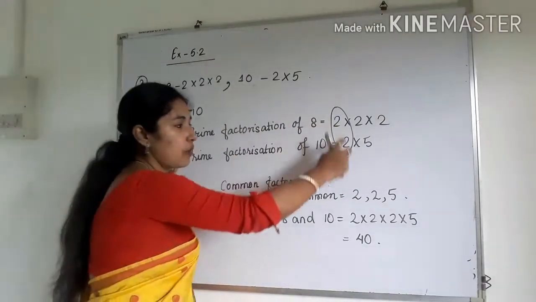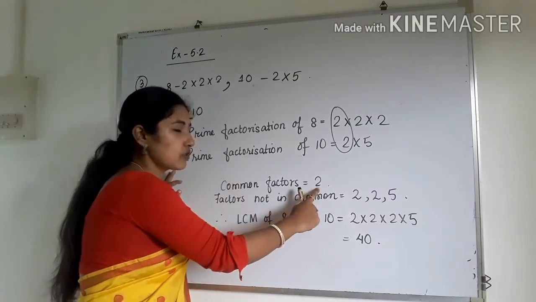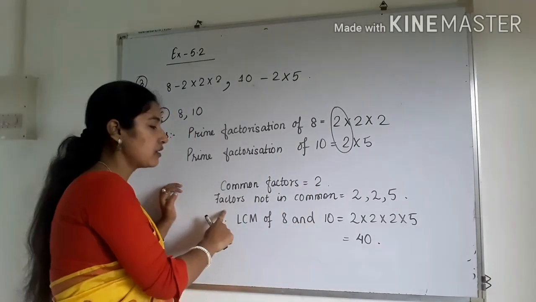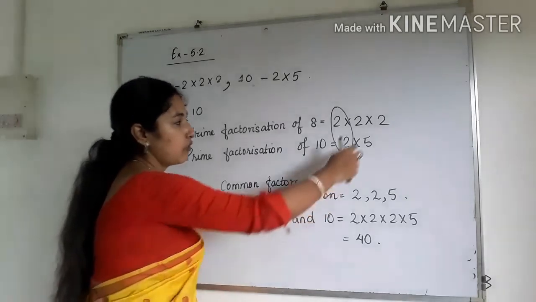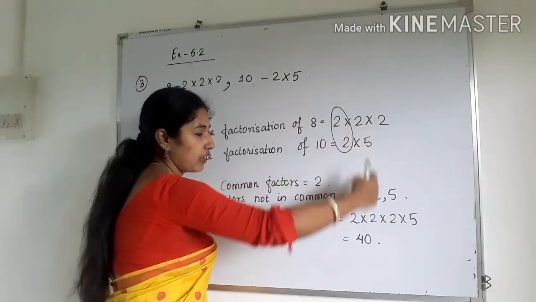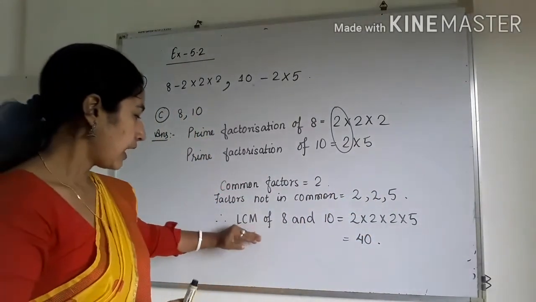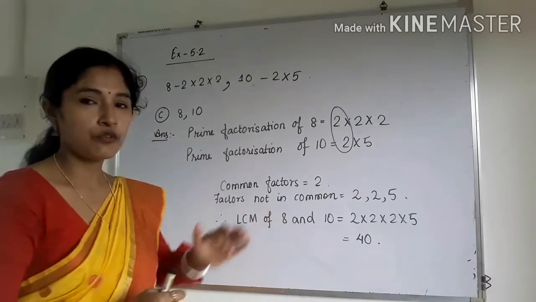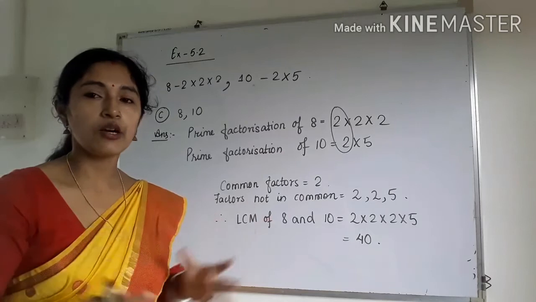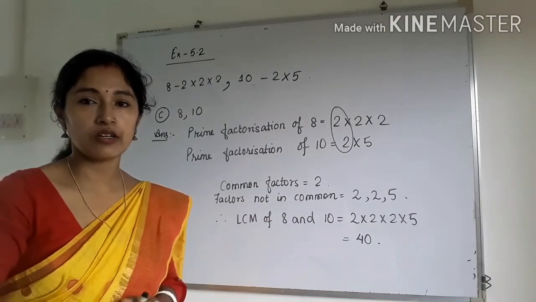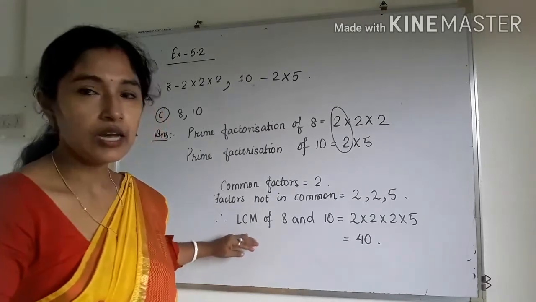So now next step was what? We have to write the common factors. So what is common? 2 is common, so we can write common factors is equal to 2. And factors which are not in common will be what? 2, 2, 5. Okay. So what was the next step? Next step is LCM. So in LCM we have to multiply common factors with uncommon factors. Okay, all the common factors and all the uncommon factors we have to multiply with each other so that we can easily find the LCM.